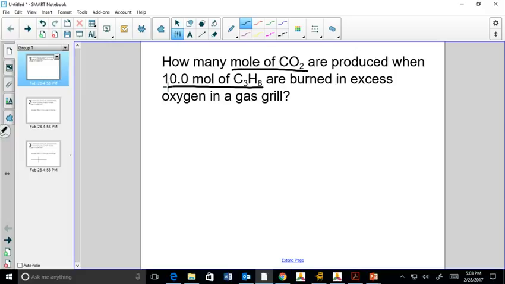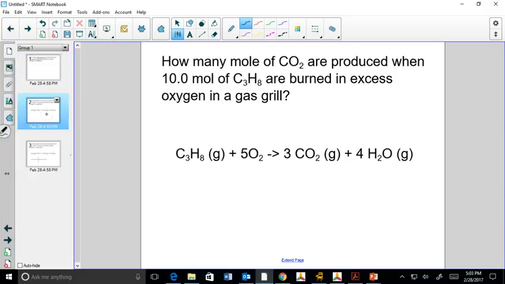So in order to do this, we need to have our balanced chemical formula. So here's our balanced chemical formula. C3H8 plus 5O2 produces 3 carbon dioxide, 4 waters, and you certainly could have added energy on the end there as well. Using that formula, we can find the mole ratio between moles of propane and moles of carbon dioxide.